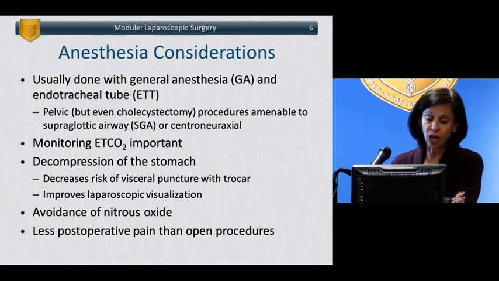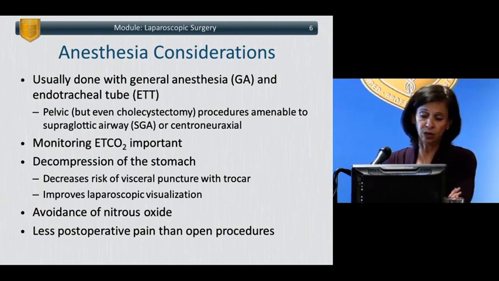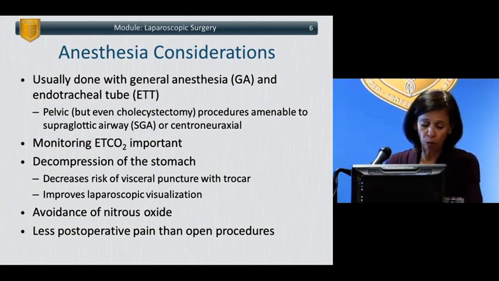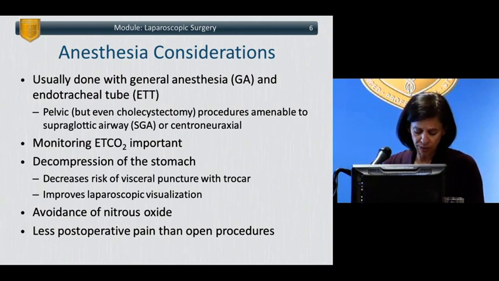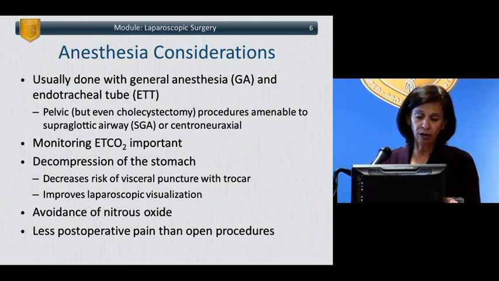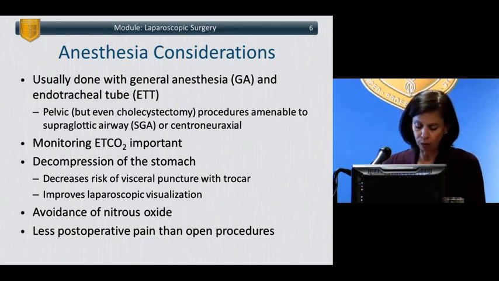You want to avoid nitrous oxide because it will diffuse in and increase the pressure in the abdomen. There is less post-operative pain with laparoscopic procedures compared to open procedures, and there seems to be a faster rate of recovery. So there are some reasons to try to favorably get a patient through a laparoscopic procedure, though intraoperatively the challenges of anesthesia may be greater.